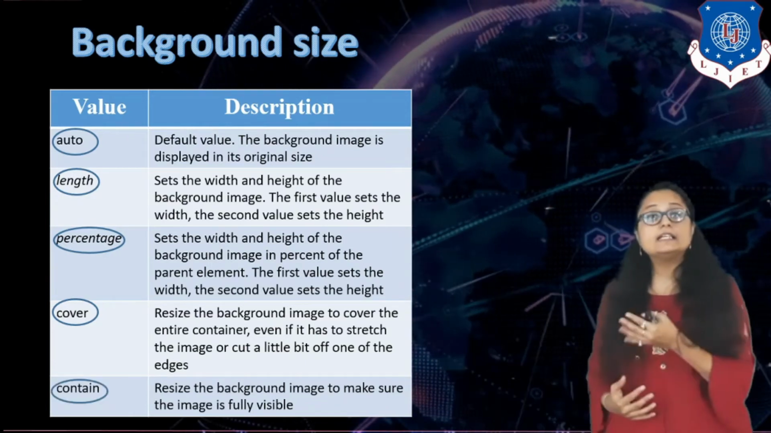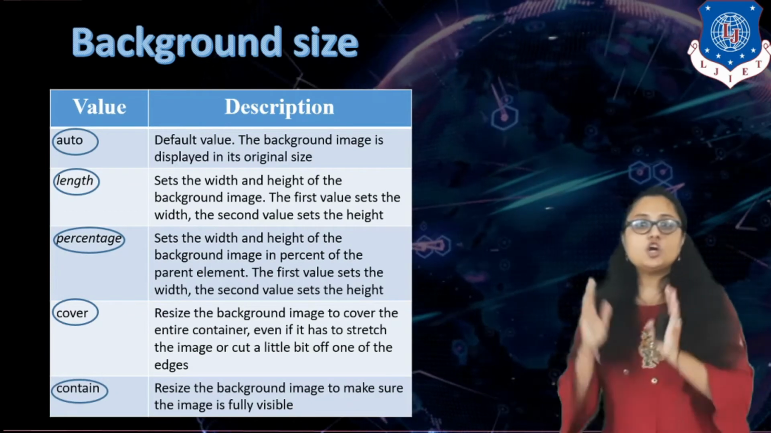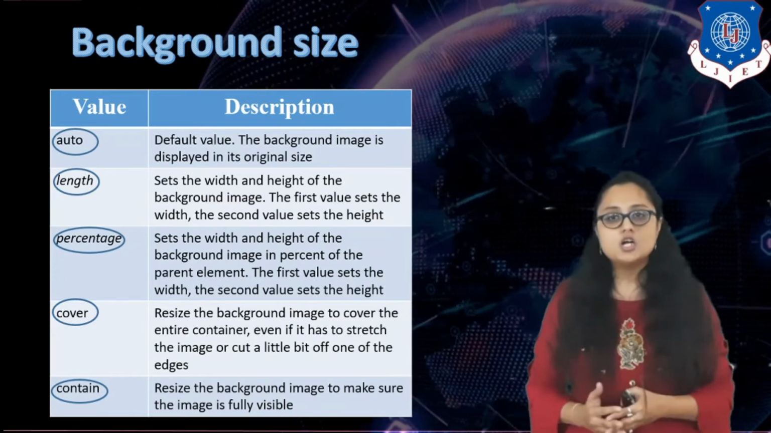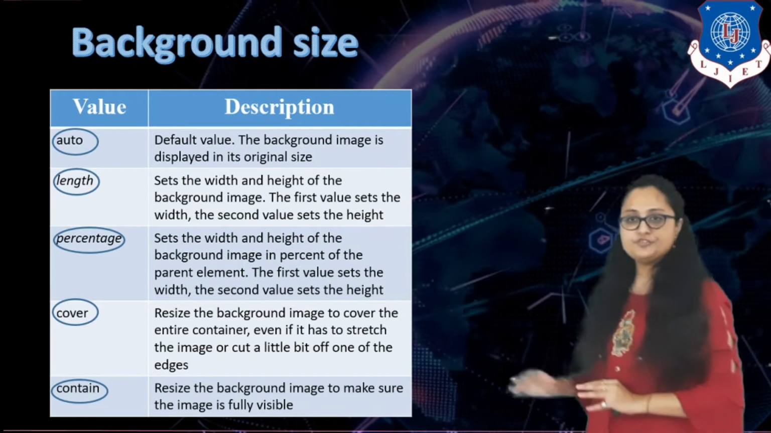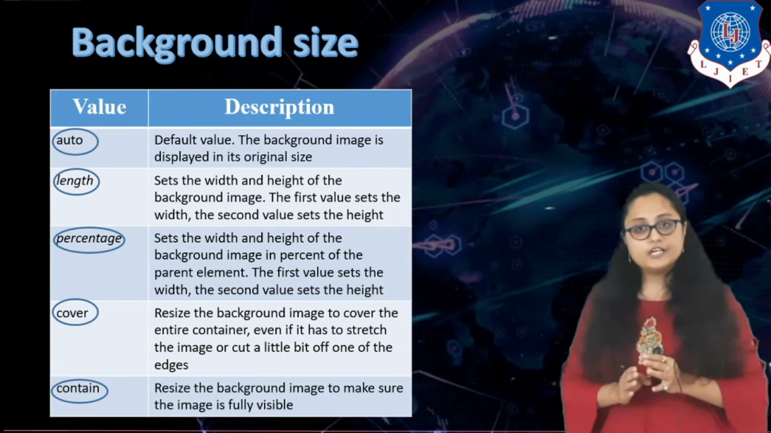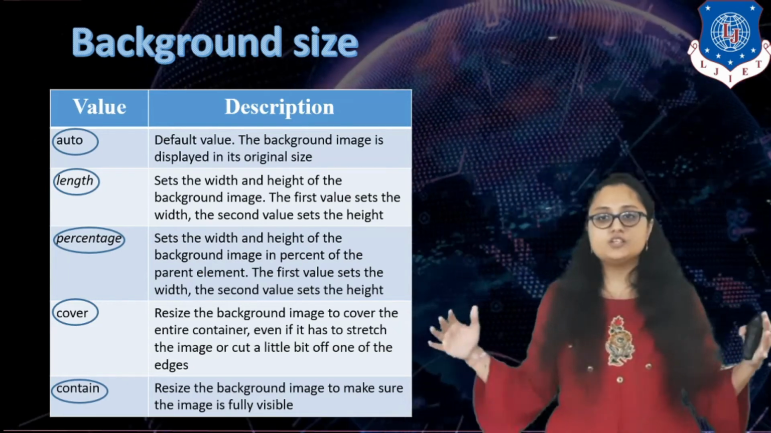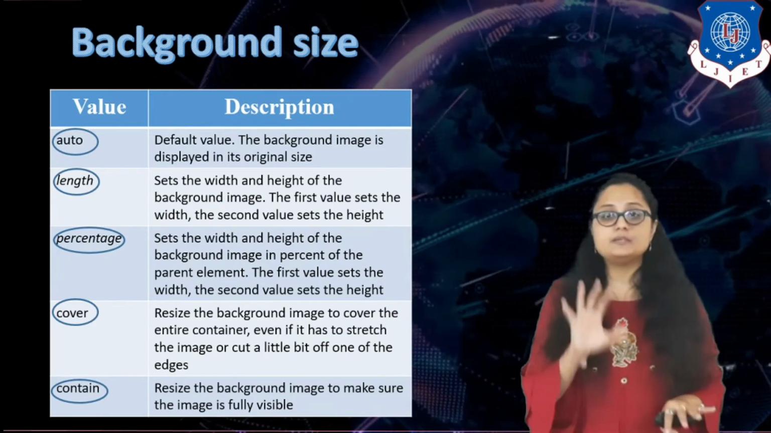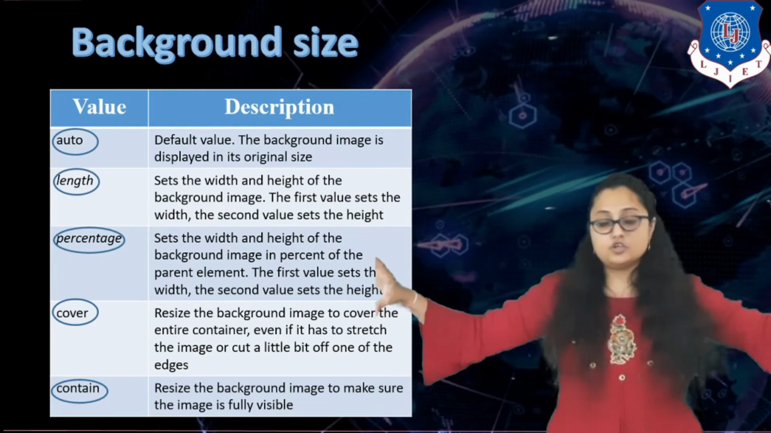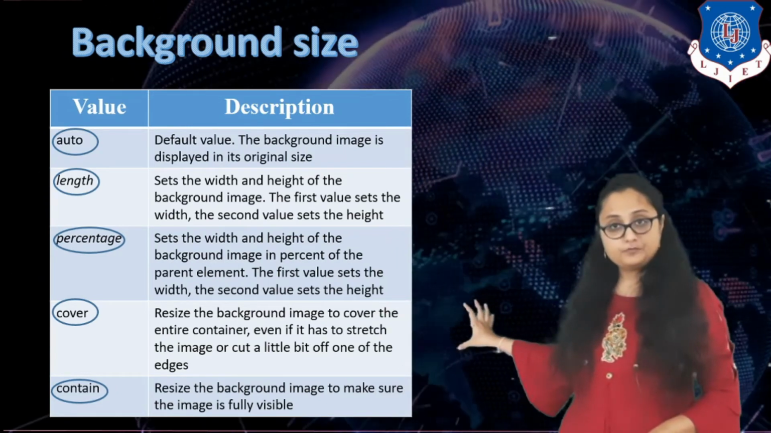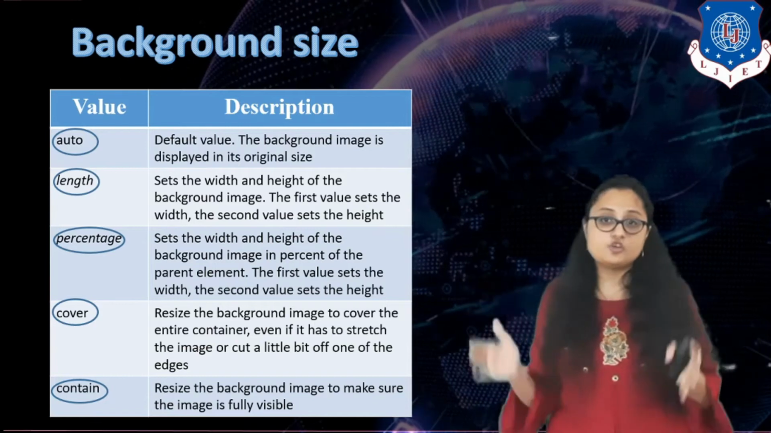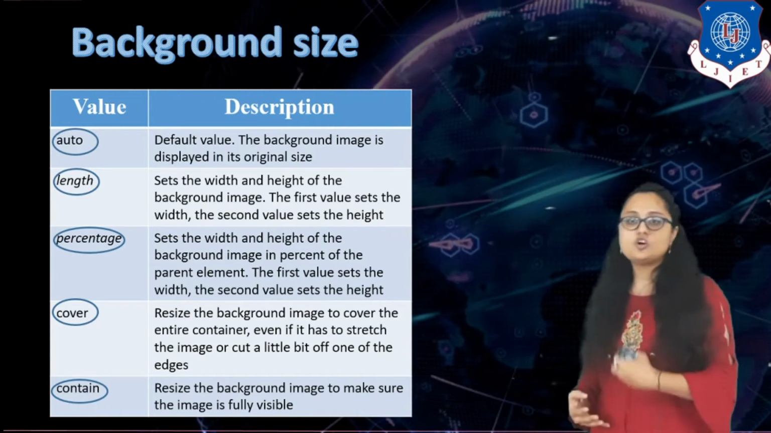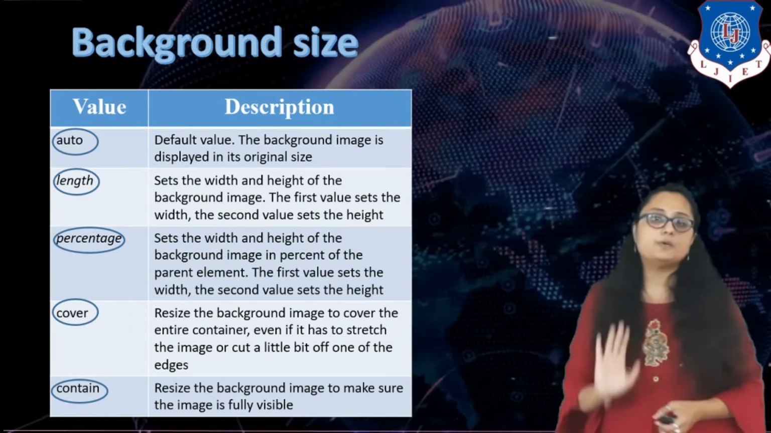And the last is contain. Contain means it will not cut the image. It will make sure that your image is fully visible in your element. So what is the basic difference between cover and contain? Cover means, if there is a small image and the element ratio is very high, and you want your image to be repeated only once but cover the whole container, you will use cover. So it is a possibility that your whole image is not visible, it is cutting from your edges. But if you are writing contain, it means your image is displayed properly and is visible.